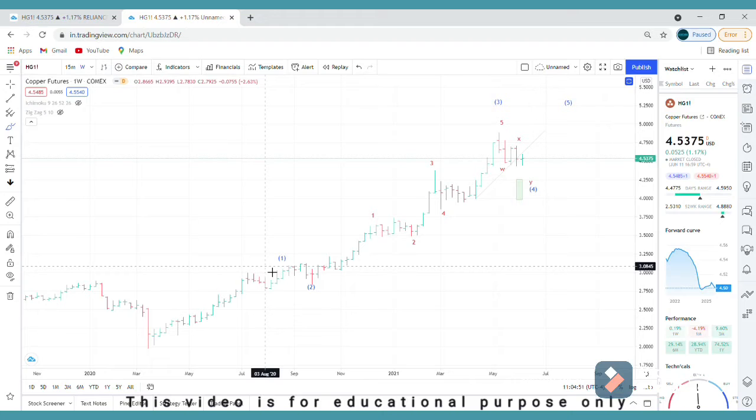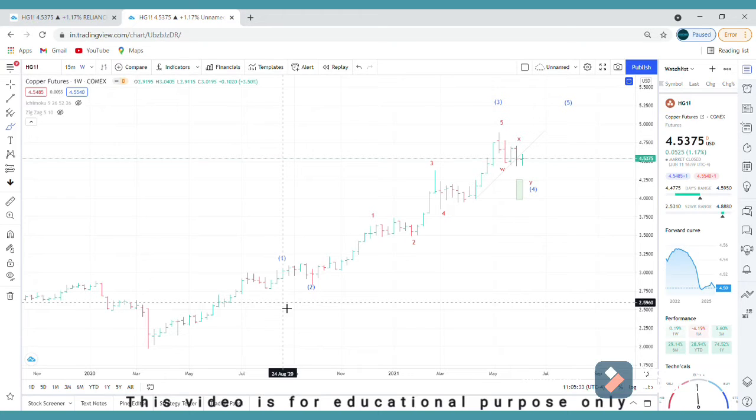So before understanding the copper for our Indian MCX, we need to understand the copper movement in the global market. This is a weekly chart. On this weekly chart, this is based on an Elliott wave, and we are looking at a scenario wherein we can have a buy trade. As we have discussed earlier also, Elliott wave gives us an overall scenario, the overall market trend, and based on that, we can decide whether we want to go on the long side or the short side.